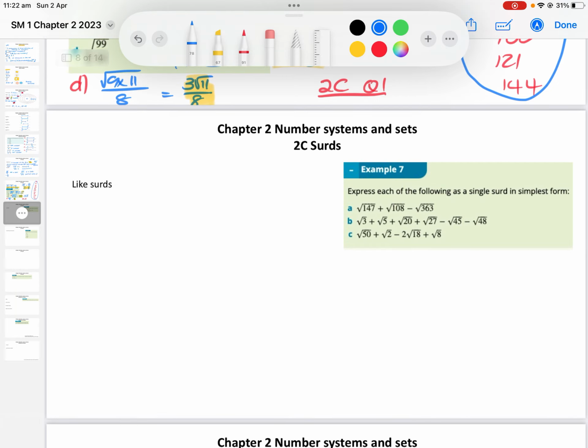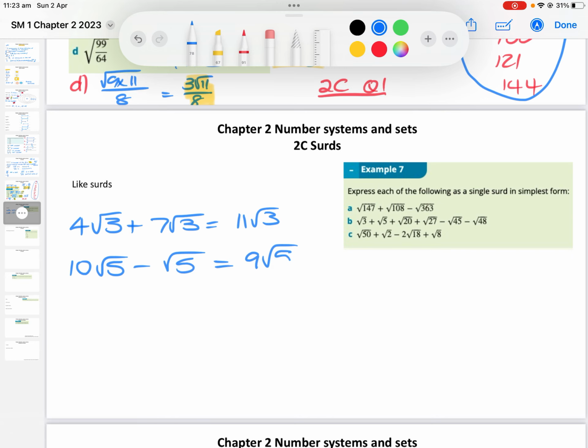We can add like surds. So it's a bit like algebra. So if we have 4 square root 3 plus 7 square root 3, I can write that as 11 square root 3. It'd just be like 4x plus 7x is 11x. And if I had 10 square root 5 minus square root 5, that would just be 10 minus 1, which would be 9 square root 5.